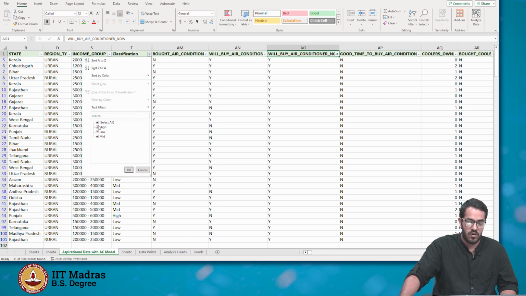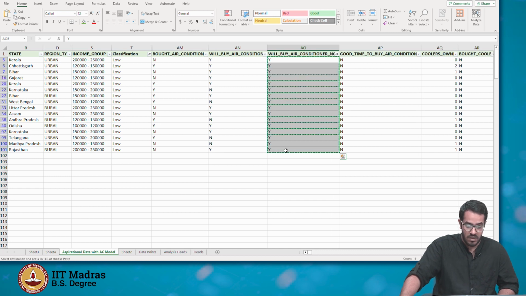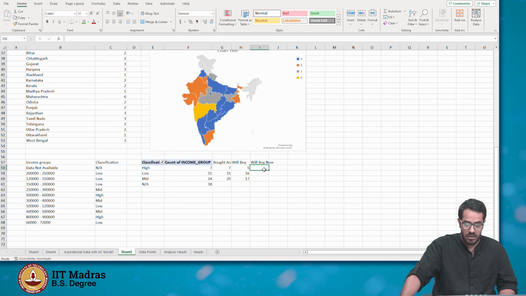Out of these, let's see how many of the low income people are okay with buying the air conditioner right away. That is again a very big number. 16 people out of the 32 people that we have here say that they are in a condition and they will buy an air conditioner right now. So fine, good for them. We will go back here and 16 is the number that I put here in will buy now.